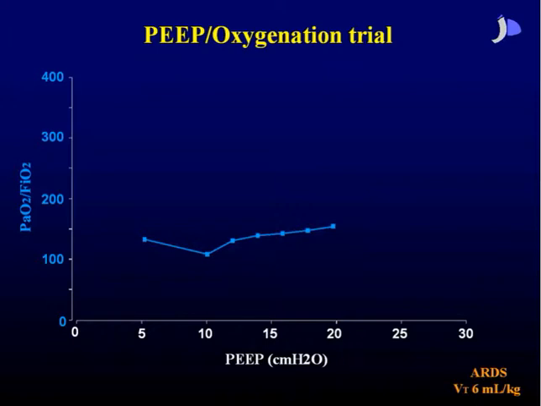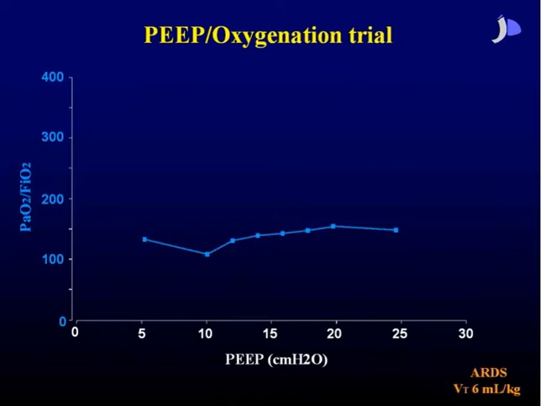So we ended at 20 centimeters of water, and we thought maybe if we challenge this lung a little bit more, come up to 25, maybe we have an additional effect. So we did that. And actually nothing happened. Even our oxygenation decreased. So it would be very difficult to establish which would be the ideal PEEP level, considering only oxygenation in this particular patient.